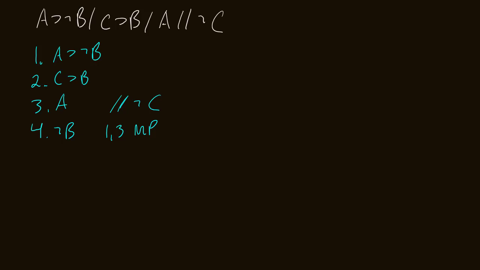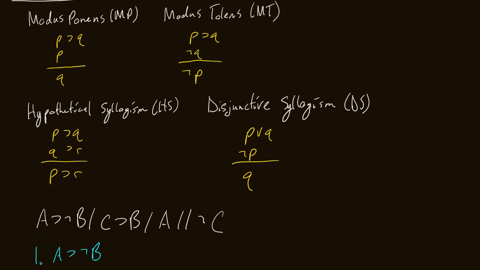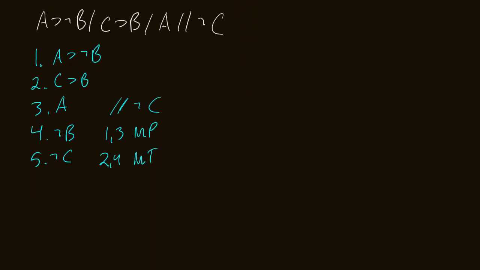Now, from 2 and 4, what we can do is get not C for modus tollens, right? We can say 5, we get not C from 2. What did I say it was from? It was from 2, 4, and modus tollens, right? We have C, then B, and not B, so we get not C. And if we look at our modus tollens up here, that's of that form, P, then Q, then not P. And there you go. We just derived the conclusion from our premises and using our rules of implication, so we have a valid argument here. That was pretty cool, right?